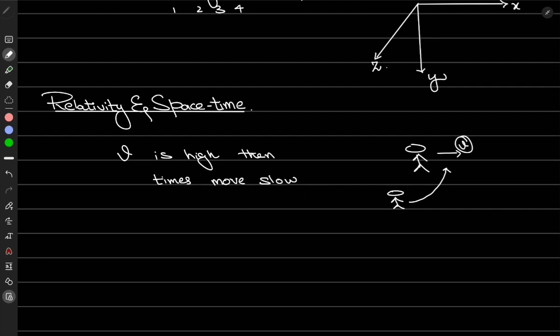So if this velocity is high, then time moves slow. If time moves slow, that means that t will have a larger value. Well, I apologize, it would be slow really, right? So if it's slow, t will be small. Right. Now, this thing that we have talked about is called time dilation, right?